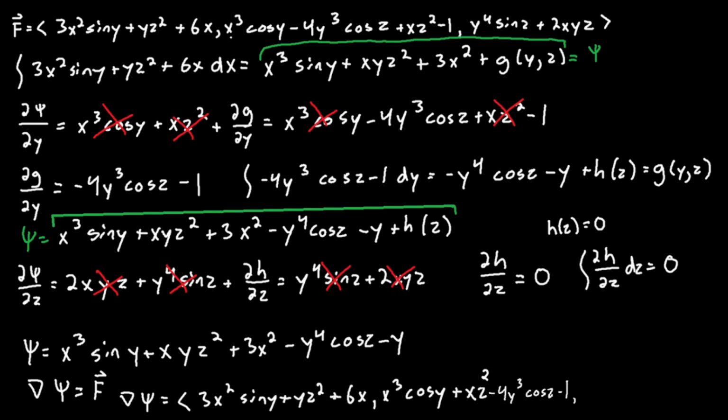And then if you find the z partial of your potential function, you would get 2xyz plus y to the power 4 sine of z. And this right here is equal to, you can check that for yourself, your vector field, maybe if you swapped around a few terms.